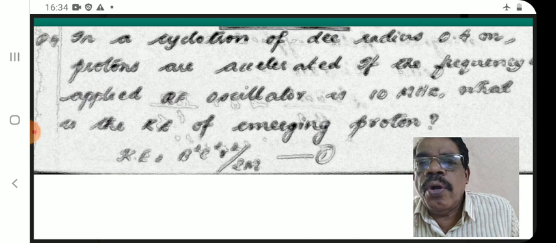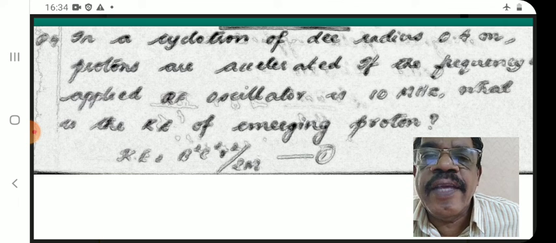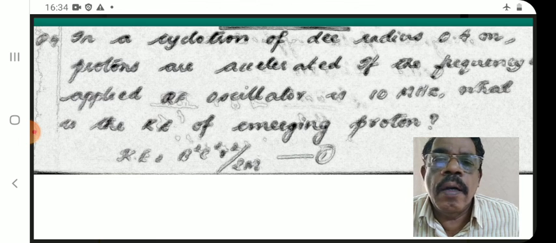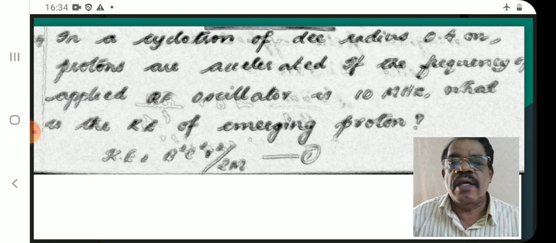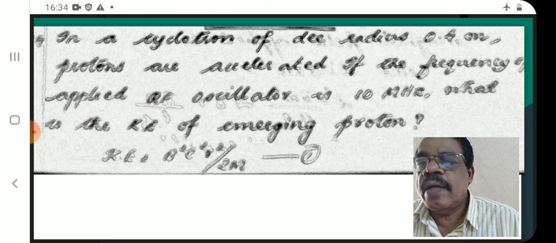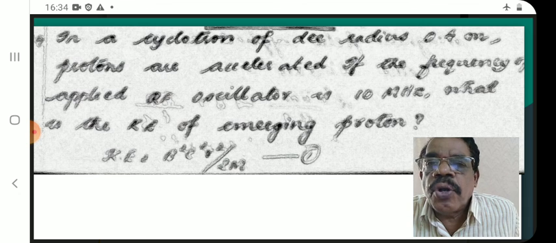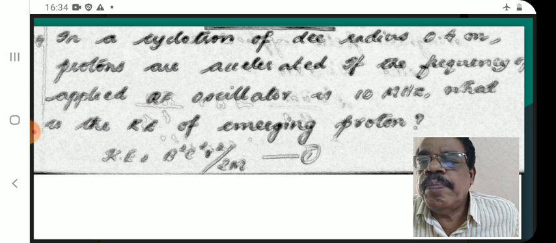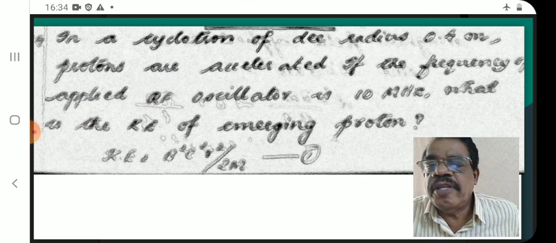In a cyclotron of D radius 0.4 meter, protons are accelerated if the frequency of the applied RF oscillator is 10 megahertz. What is the kinetic energy of emerging proton? Read it again. In a cyclotron of D radius 0.4 meter, protons are accelerated if the frequency of the applied RF oscillator is 10 megahertz. What is the kinetic energy of emerging proton?